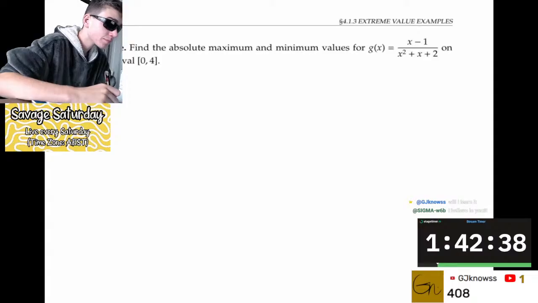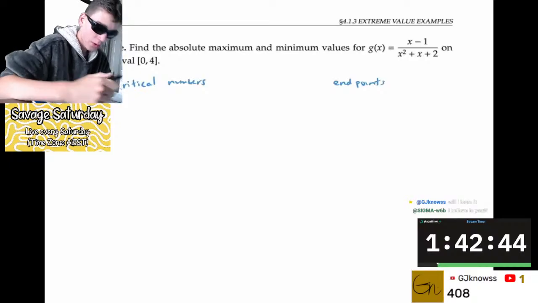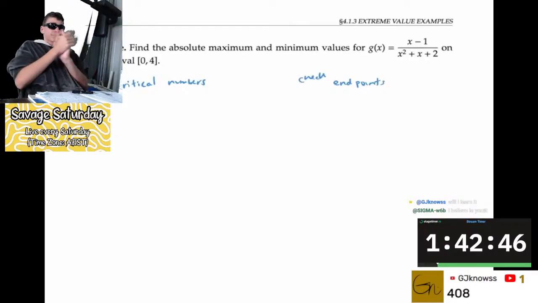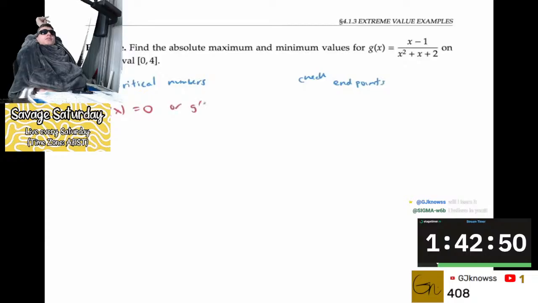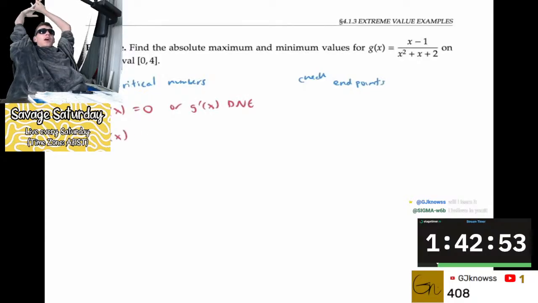These maximum and minimum values could occur at critical numbers in the interior of the interval, or they could occur at the endpoints of the interval. So we'll need to check the critical numbers and check the endpoints and compare our values. To find the critical numbers, those are the numbers where g prime of x is equal to 0 or does not exist. So let's take the derivative, g prime of x, using the quotient rule.